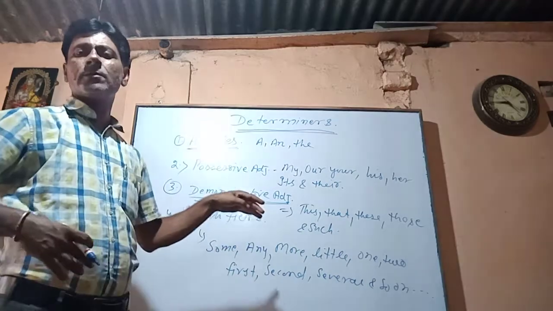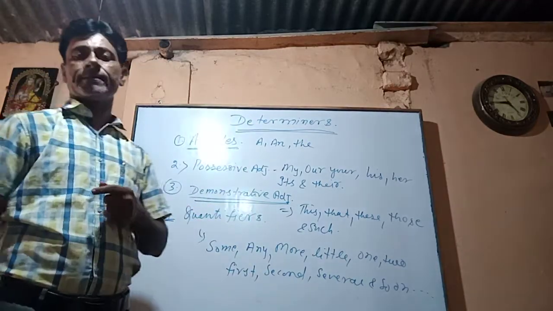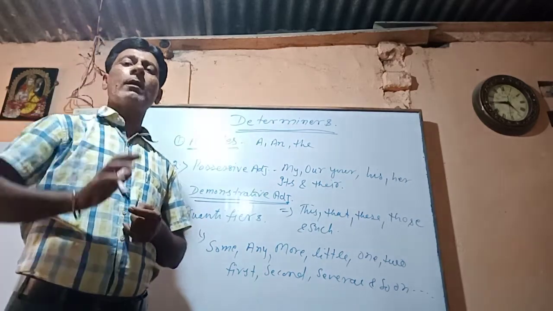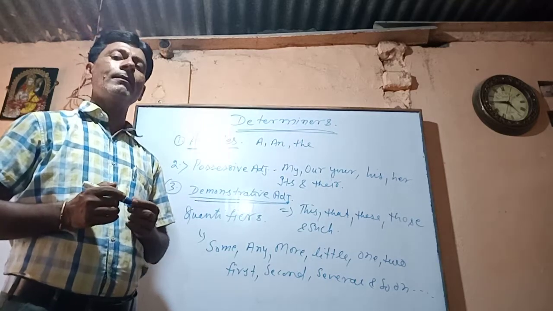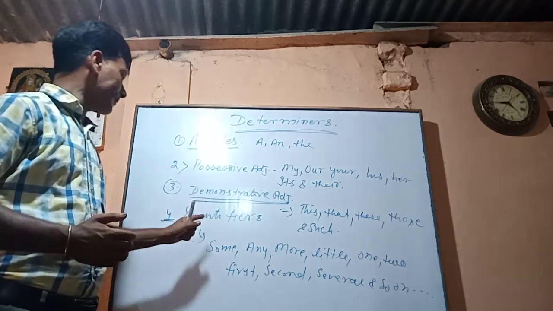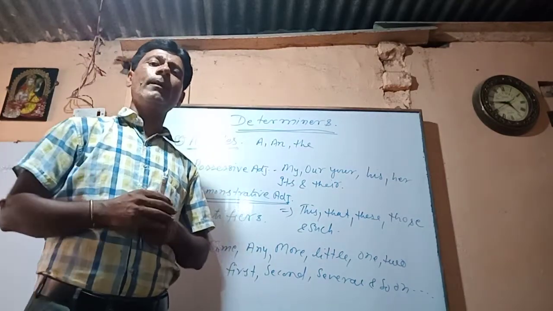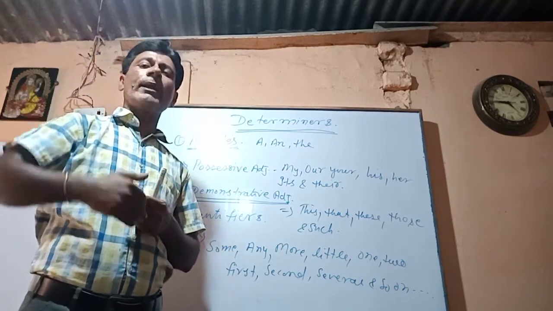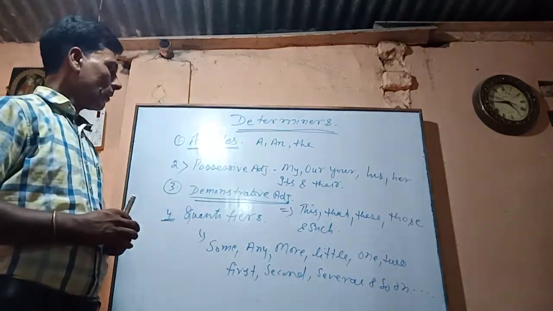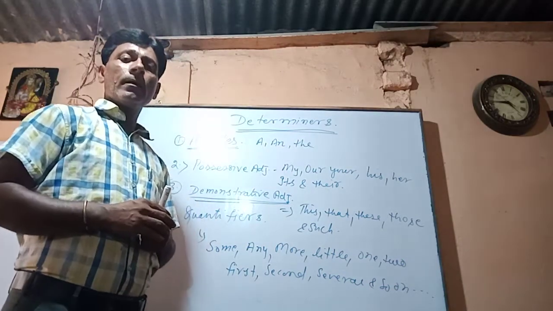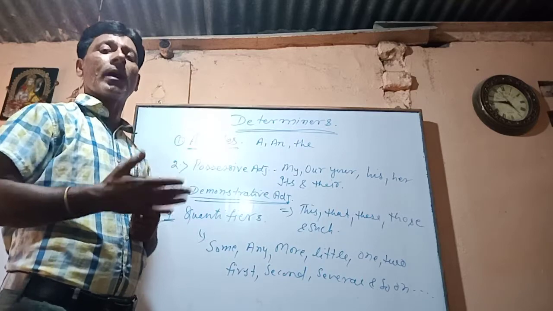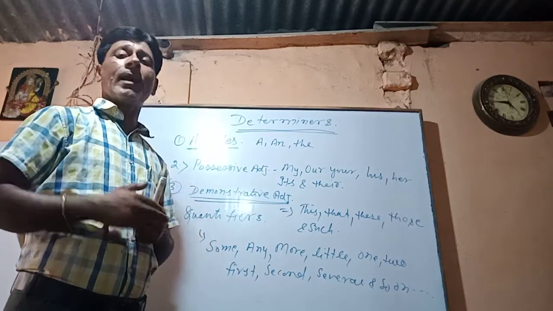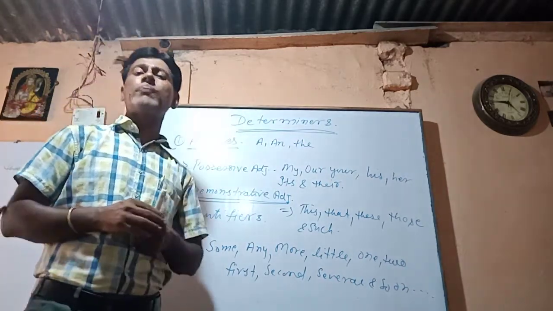Now the fourth point in this chapter is quantifiers. Quantifiers have two things to discuss and learn. Before we learn these quantifiers, we have to know one thing about the noun. There are two kinds of nouns, countable nouns and uncountable nouns. Countable nouns are always referred to by adjectives of number, and uncountable nouns are always referred to by adjectives of quantity.